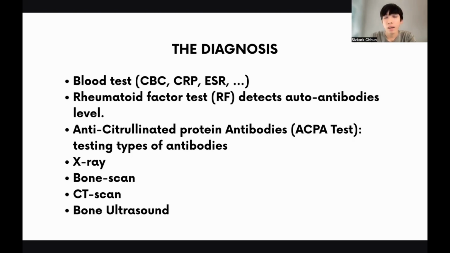Then the ACPA test is known as the anti-citrullinated protein antibodies test, or we call it another way, anti-CCP. Anti-CCP, the full word is anti-cyclic citrullinated peptide test. It's another antibody test to observe the citrullinated level in the blood. The same as rheumatoid factor, the normal range of the ACPA test, or anti-CCP, should be less than 20 units per milliliter.